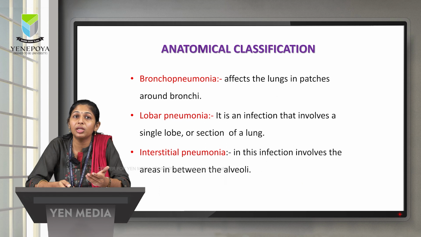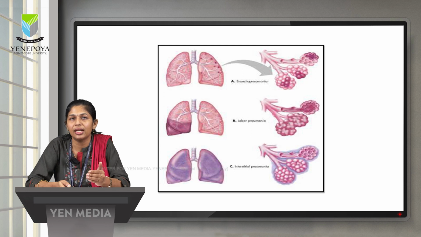Then next one, what do you mean by interstitial pneumonia? In interstitial pneumonia, the infection involves the area between the alveoli. What do you mean by interstitial space? The area between the alveoli is called the interstitial space. So, interstitial pneumonia is nothing but the infection or inflammation that involves the area between the alveoli. In this figure, you can easily differentiate between bronchopneumonia, lobar pneumonia and interstitial pneumonia.